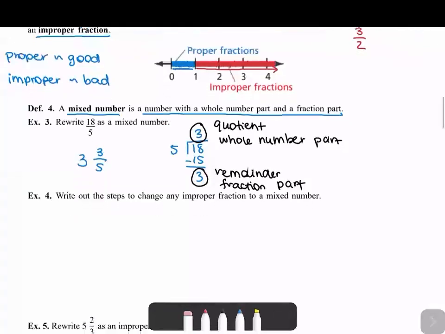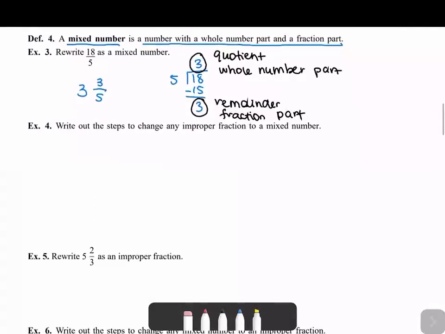So let's write out these steps in words that we just took. So the first thing that we did is divide the numerator by the denominator. So step 1 is divide the numerator by the denominator.